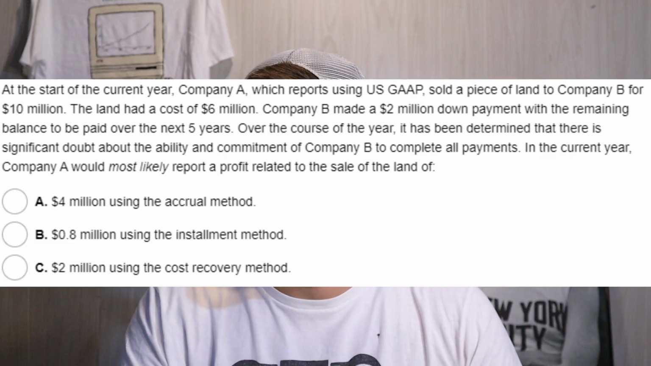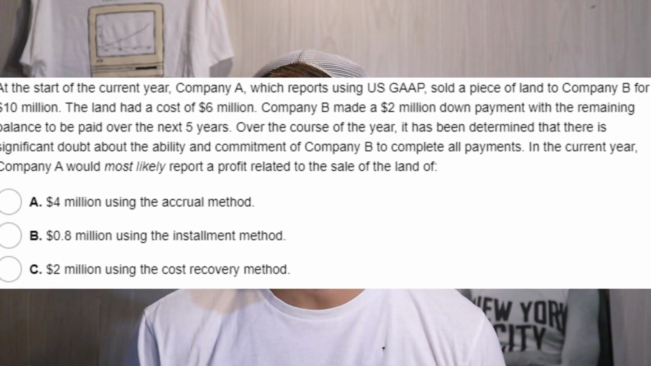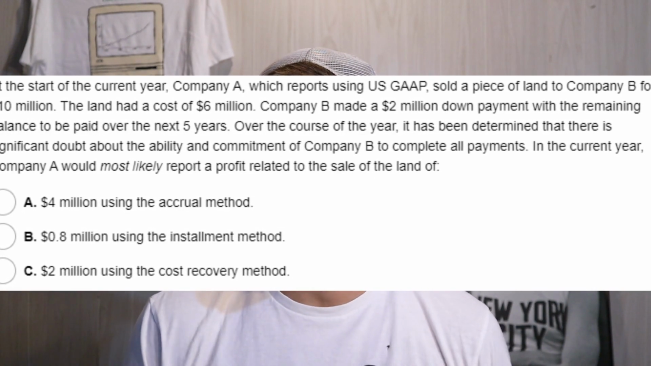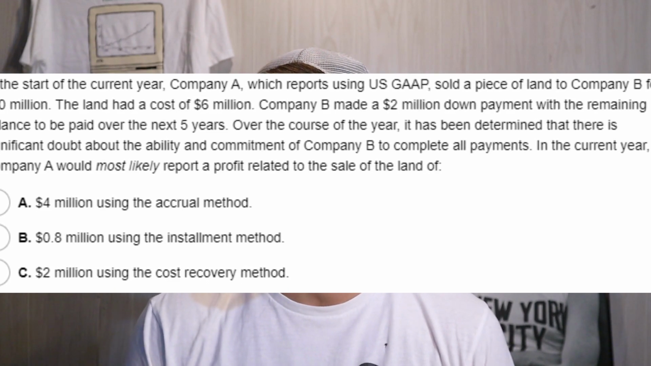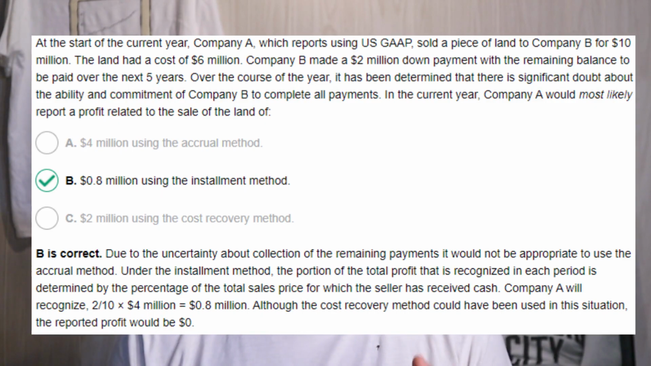land to Company B for $10 million. The land had a cost of $6 million. Company B made a $2 million down payment with the remaining balance to be paid over the next 5 years. I'm not going to read the whole thing here, but you get the idea. They're asking about accounting rules on how you recognize profit in this business transaction. This profit realization question and other similar ones about things like recognizing revenues or depreciating assets are pretty commonplace throughout FRA. For the level 1 exam, you need to be familiar with them.